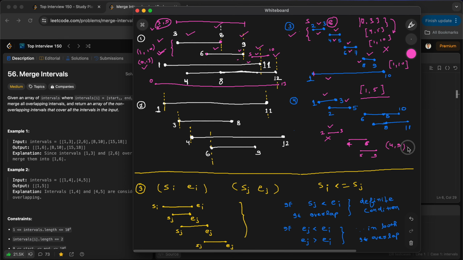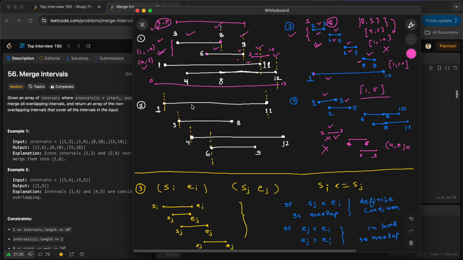it is wrong, right? Because 2 to 3 should also be present in our answer. When we think like that, in one case it gives the correct answer, but in this case it gives the wrong answer. So when we sort on the end point, we can't get the correct answer.